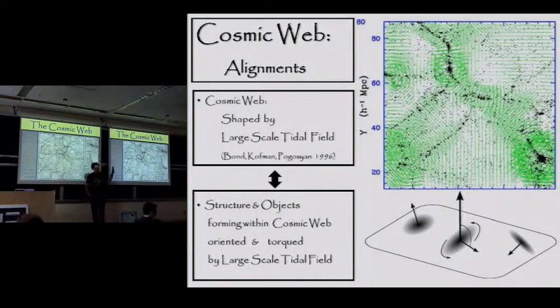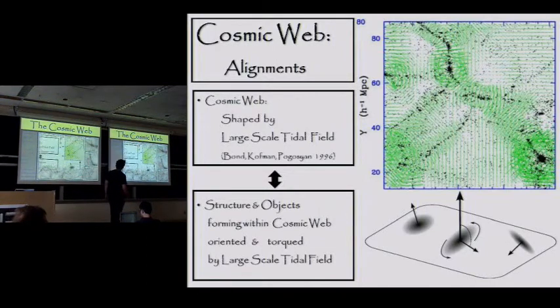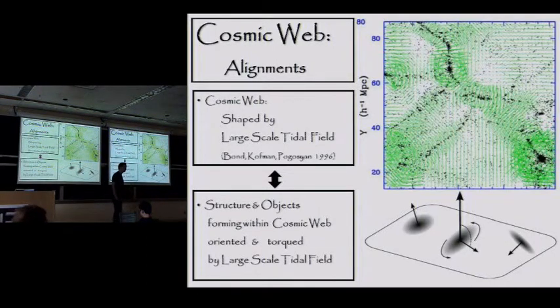The question is, can we find these elements? Because each of these elements is basically shaped by the gravitational forces that shape the cosmic web. Now, we know since the work of the Soviet school in the 70s, and particularly materialized in the paper by Bond, Kaufman, and Pogosyan in 96, that the cosmic web, like we see over here, is basically shaped by the tidal forces.